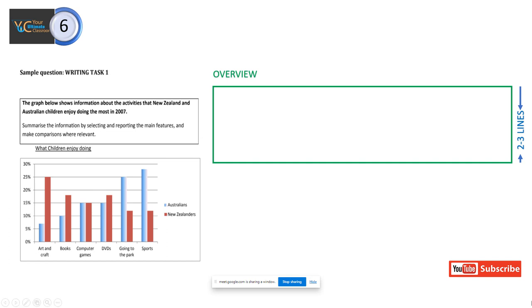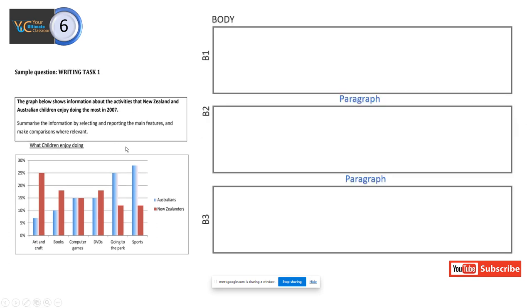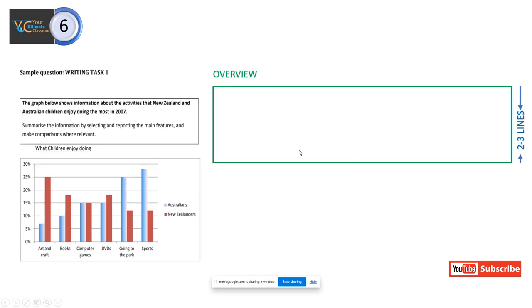So, with overview, it's the general impression about the diagram. When you look at the diagram, ask yourself, what is this diagram about? We know that it's talking about six activities that New Zealand and Australian children love to do. So you ask yourself, which of them is mostly done by the Australians? Which of them is mostly done by the New Zealanders?